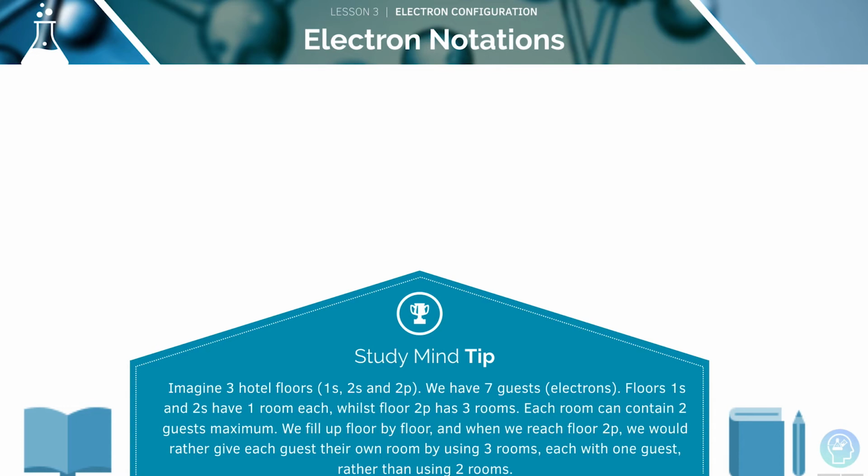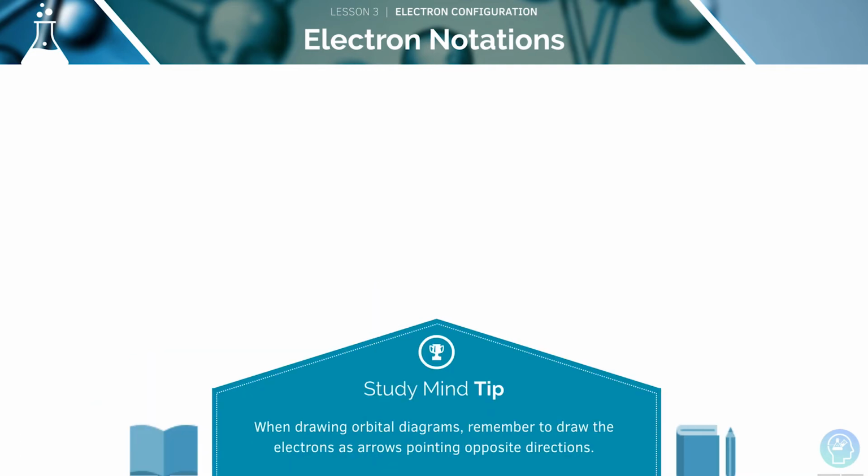Imagine 3 hotel floors, 1s, 2s and 2p. We have 7 guests staying, which would be the electrons. Floors 1s and 2s will have 1 room each, whilst floor 2p has 3 rooms. Each room can contain 2 guests maximum. We fill up floor by floor, and when we reach floor 2p, we would rather give each guest their own room by using 3 rooms, each with 1 guest, rather than using 2 rooms.